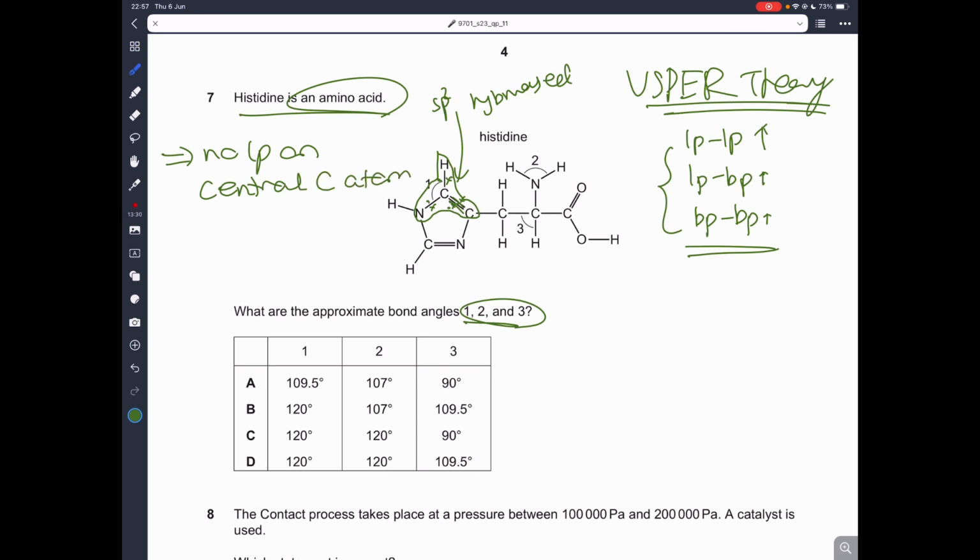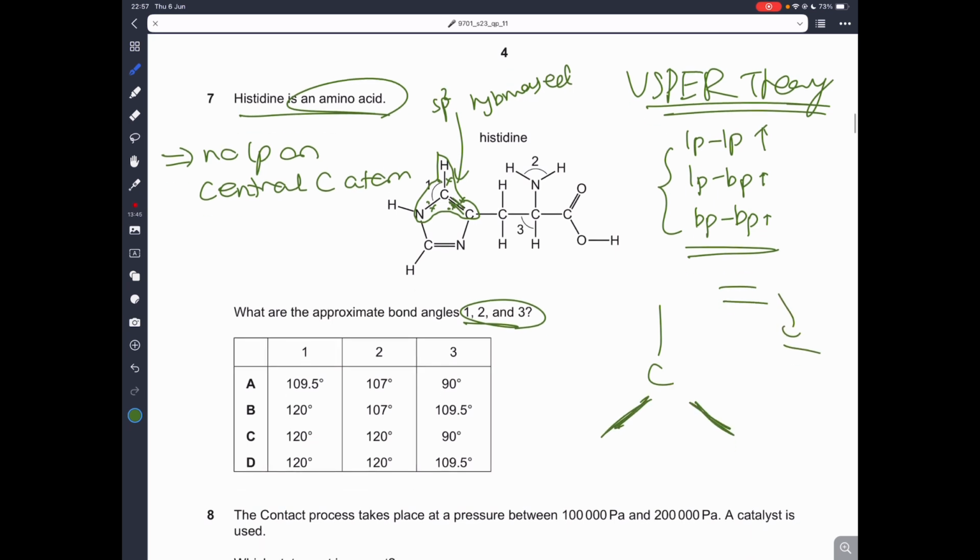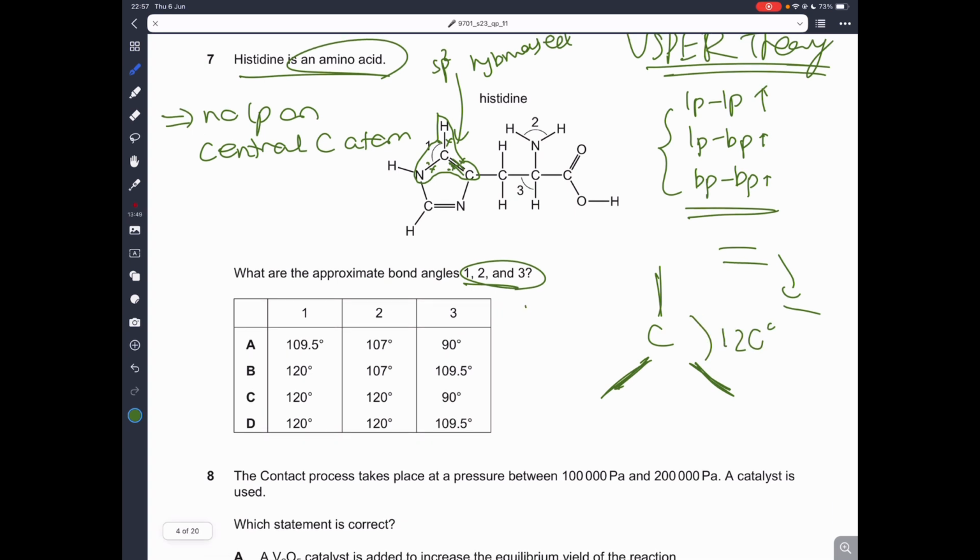What does this mean? Well, this means that it's going to be a trigonal planar shape. You have to see the double bond as like a single bond. The double bond doesn't really affect it, but the bond angle is going to be approximately 120. Now, BF3, boron trifluoride, is also the same shape. So it's going to have a 120 degree angle for number one.